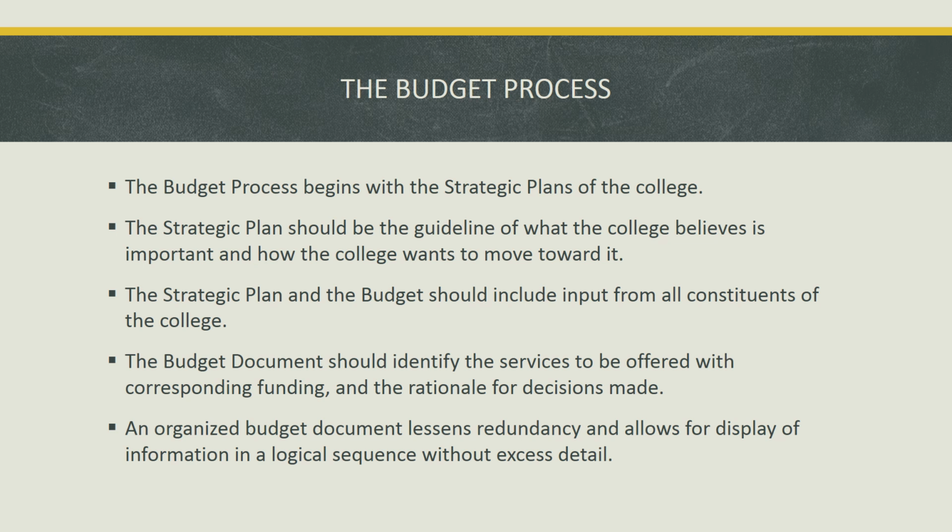The budget process begins with the strategic plans of the college. The strategic plan should be the guideline of what the college believes is important and how the college wants to move toward it. The strategic plan and the budget should include input from all constituents of the college. The budget document should identify the services to be offered with corresponding funding and the rationale for the decisions that are made. An organized budget document lessens redundancy and allows for display of information in a logical sequence without excess details.